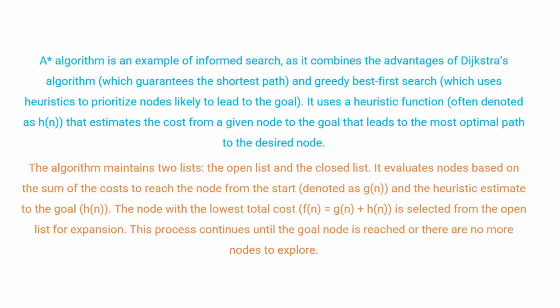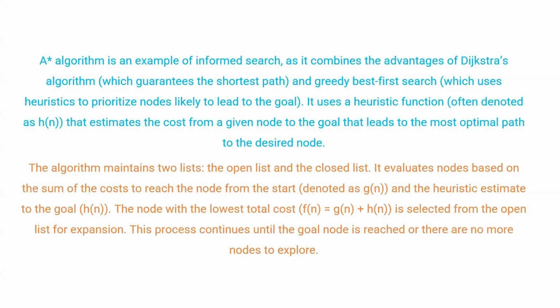The core component is the cost function f of n. A-star works by evaluating each node in the graph based on the cost function f of n, which is the sum of two components: g of n, the actual cost, and h of n, the heuristic cost. Let's begin with actual cost. This represents the actual cost of the path from the starting node to the current node n. It's the cumulative cost of all the edges traveled to reach n.